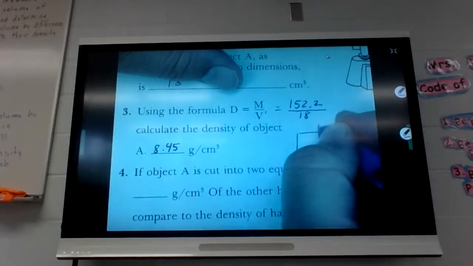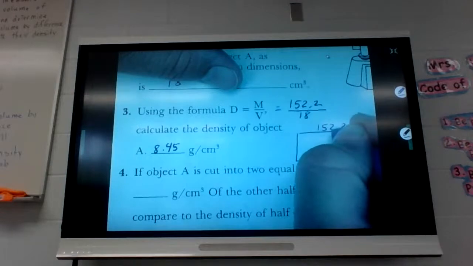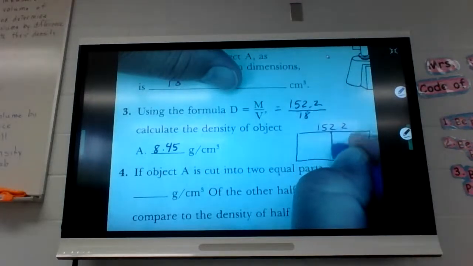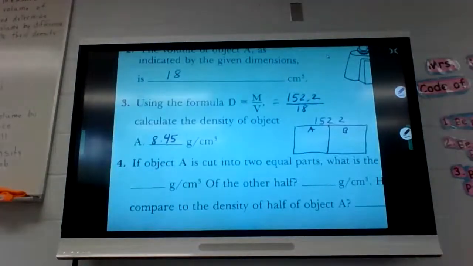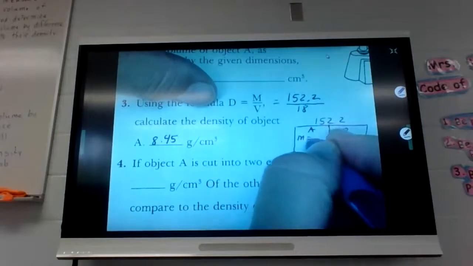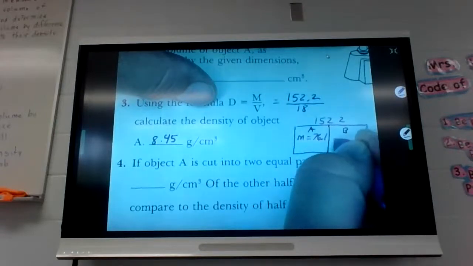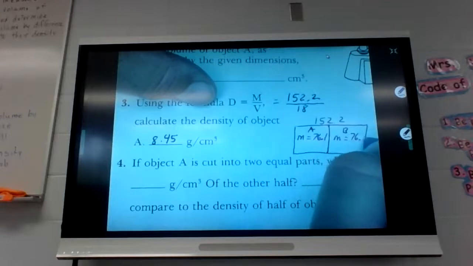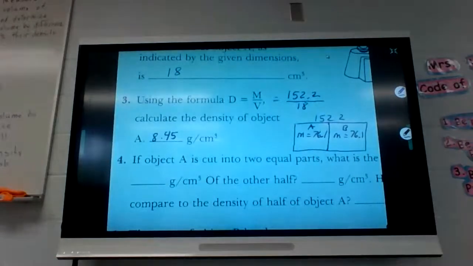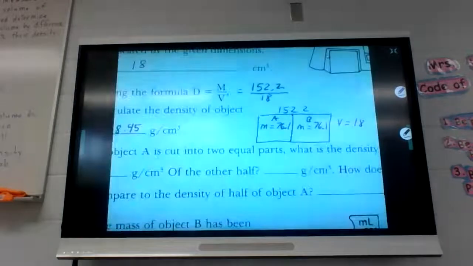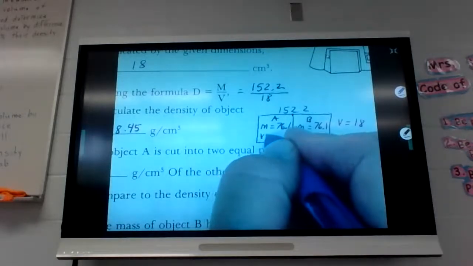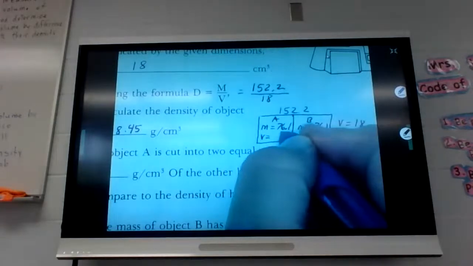So we have something that has a mass of 152.2 grams, right? We're going to cut it in half. What's the mass of A over here? If we cut it in half, what's 76.1. Okay, so the mass on this half would be 76.1. All right, so the volume was 18, right? So what will be the volume on this half? 9.